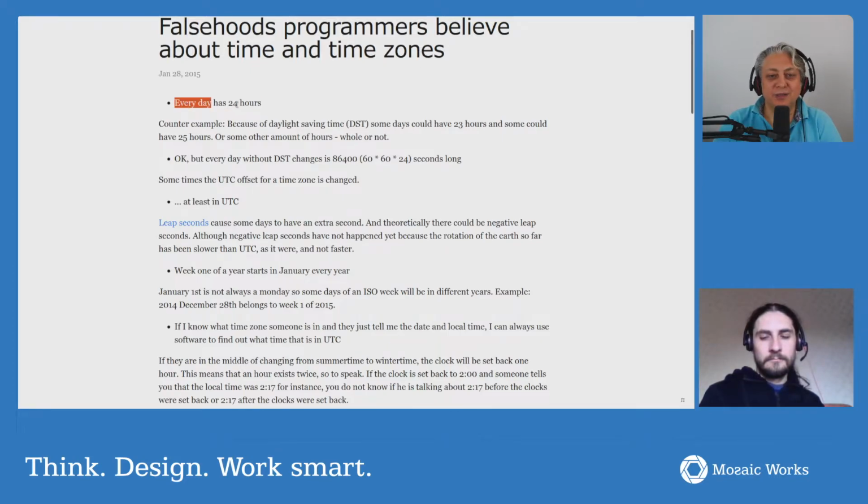Every day has 24 hours. Right? Of course. Daylight saving time. Some days can have 23 hours, some days could have 25 hours. Exactly. More than that, you have leap seconds. Yes. So if you go into depth, it's very complicated.